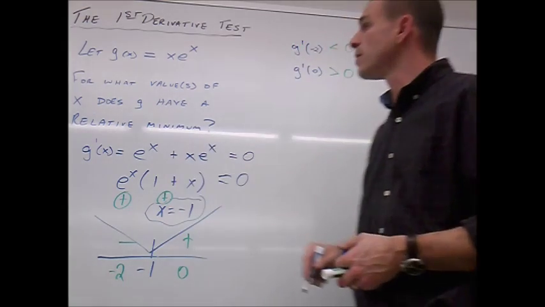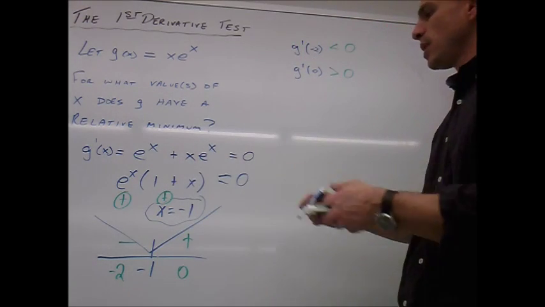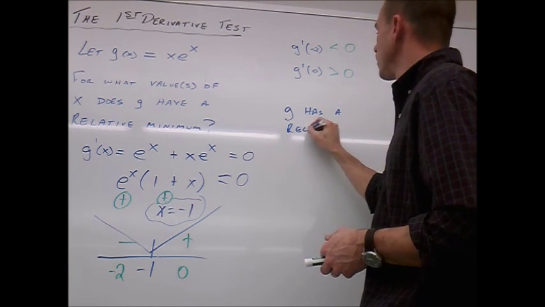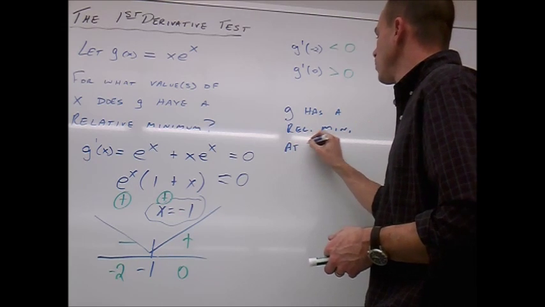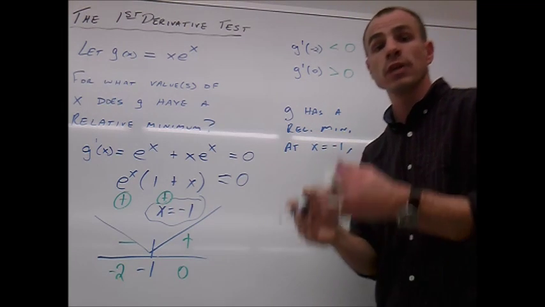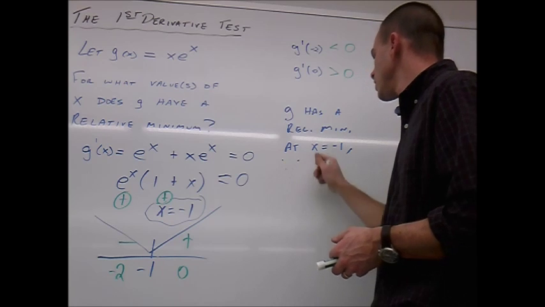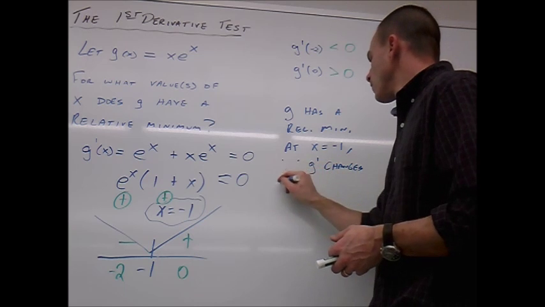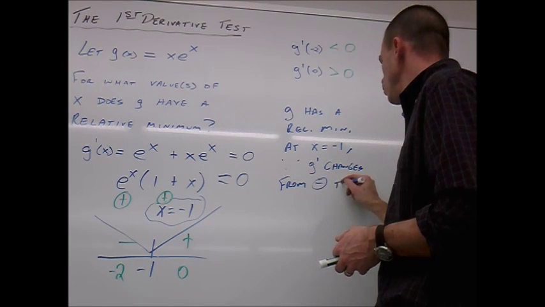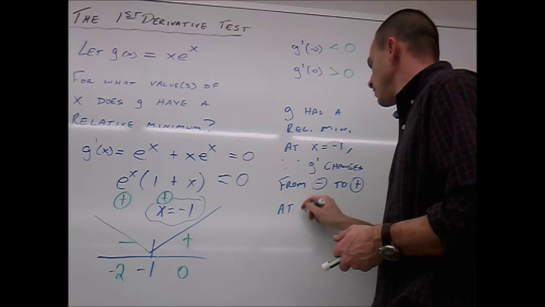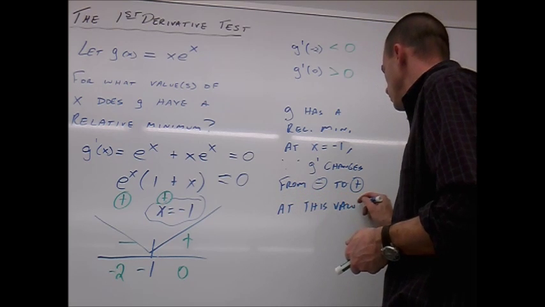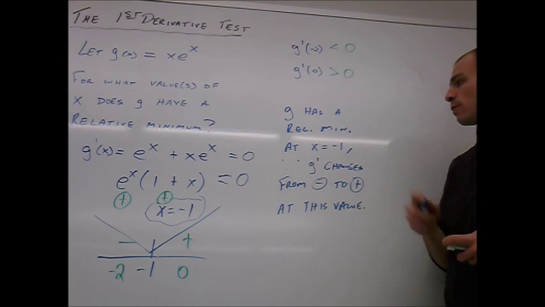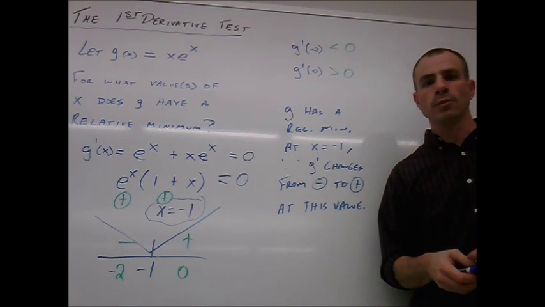So now we can answer our question. When does G have a relative min? Well, G has a relative min at x equals -1. And again, the reason is important because G prime changes from negative to positive at this value. Okay? And we've answered the question. We've given the appropriate value of x as well as the corresponding reason.